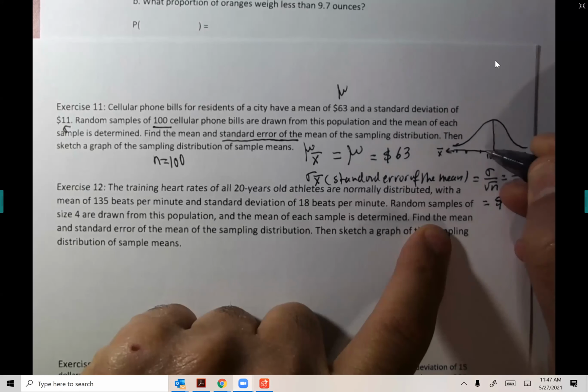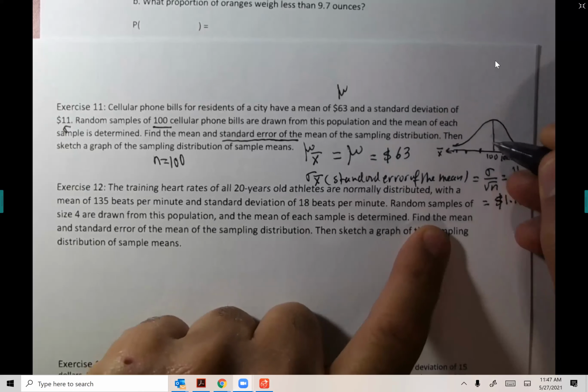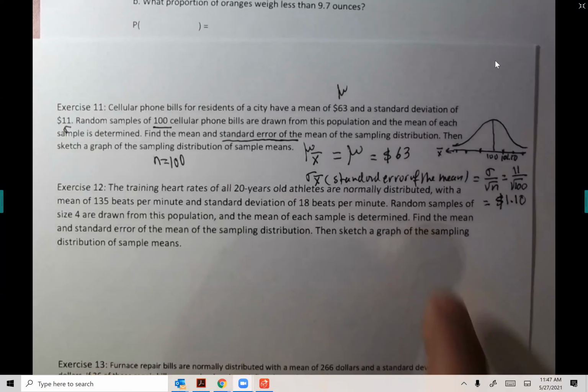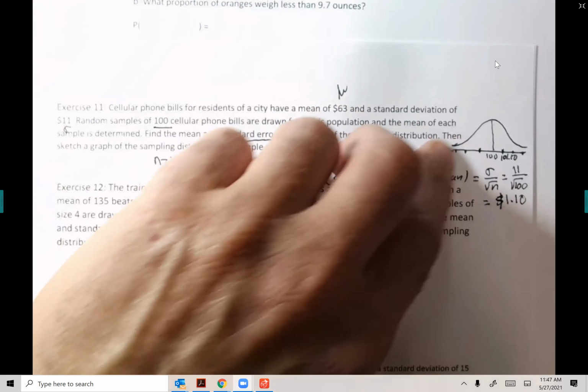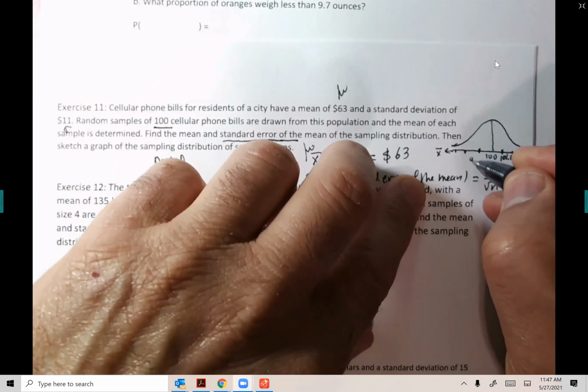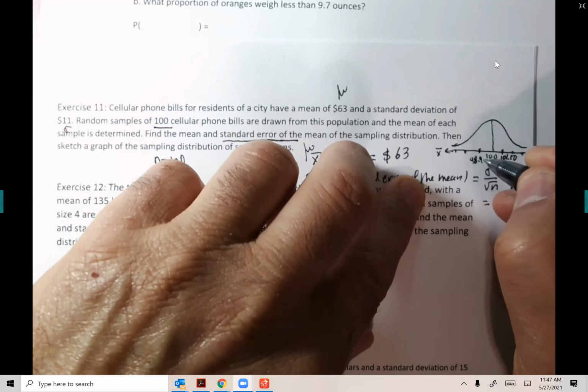So the standard error of the mean is the standard deviation, exactly. It's a different name. That's why I put it there. So if you see it, you know. And if you want to know this number here, you subtract $1.10. It will be 98.90, and so on and so forth.